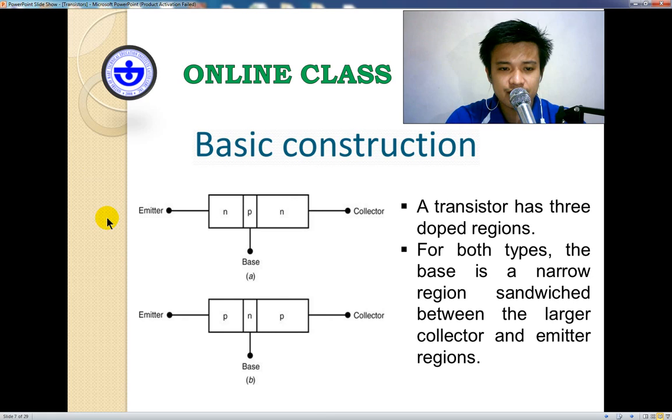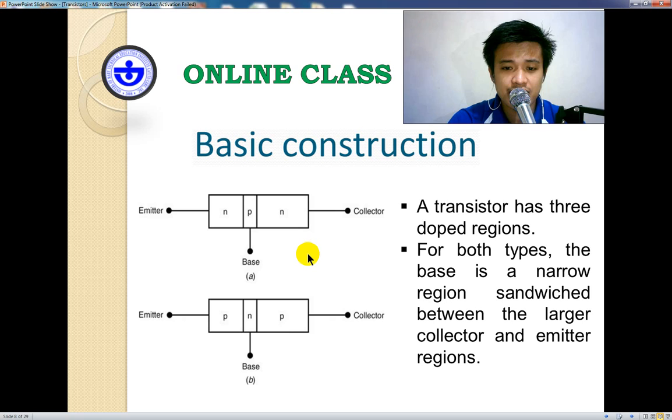Okay, next part. This is the basic construction of a transistor. Inside the body of a transistor, it would look like this. The base is found at the center, the same in NPN as well as the PNP. But to remind you, in an actual transistor, the base is not always found at the center. There are times that the base is on the left side or on the right side.